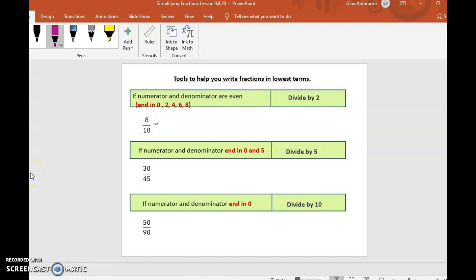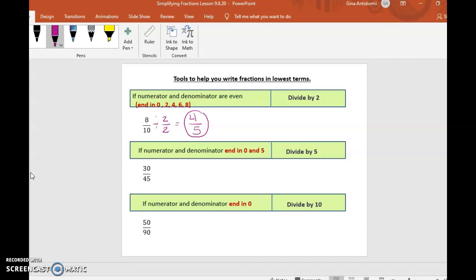So let's divide both numerator and denominator by 2, and we get 4/5. So 8/10 is equal to 4/5. This is in simplest form because there's no other common factors between 4 and 5.